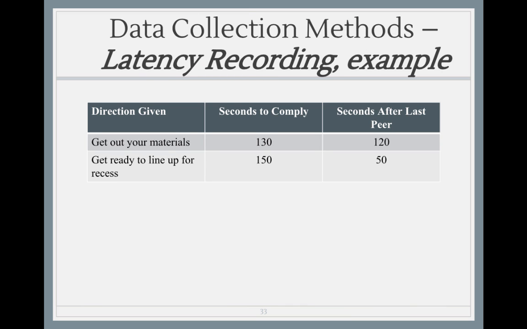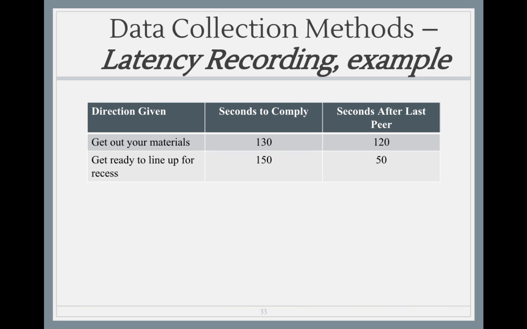So here is an example of what latency recording can look like. You can make a chart where you have the different directions that have been given, getting out your materials or getting ready to line up for recess. The second column is the amount of time in seconds that it takes for the student to comply or to follow that direction. And you can see in the third column, that is the peer comparison. So it would be how many seconds after the last peer finished that direction did the student you're observing follow.